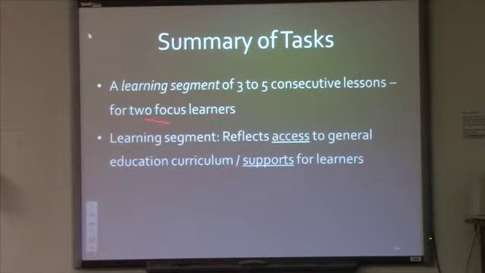If you select 2 focused learners, that means those learners somehow, some way need access to the general education curriculum. Somehow, some way, they can't get this access alone without any type of support. You have to provide some sort of support. The access and the supports need to be aligned with the learner needs. So I'm going to drill this, I'm going to just keep on saying it so it can stick. Start with the learner's needs. That way you know what type of supports and access need to be provided for them to do well.